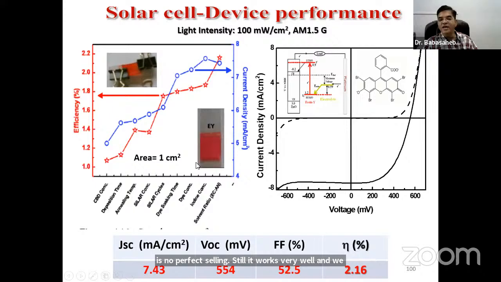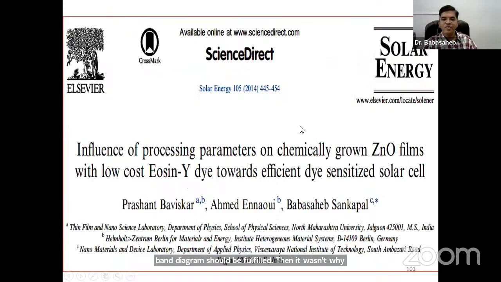Although eosin Y has very narrow absorption in the visible part of the solar spectrum. And here you can think about the energy band requirement for eosin Y as well as the zinc oxide, because this is the most important requirement. The energy band diagram should be fulfilled. Then eosin Y should have a carboxyl group, which is also fulfilled because we are using zinc oxide. This was published in the journal Solar Energy. You will get all parameters in the PPT inside this one.